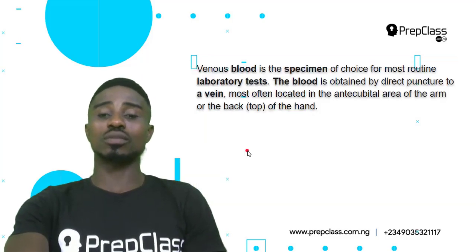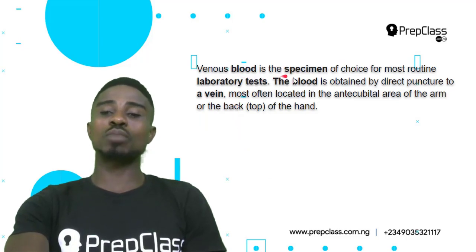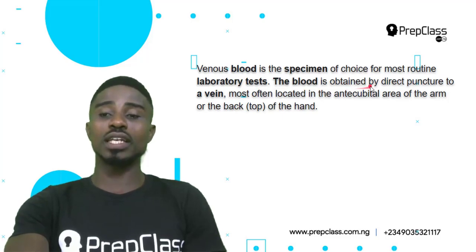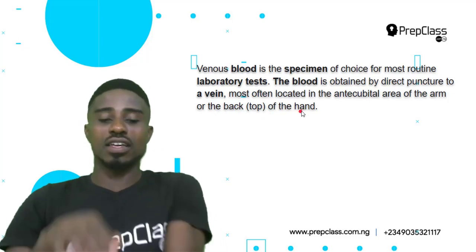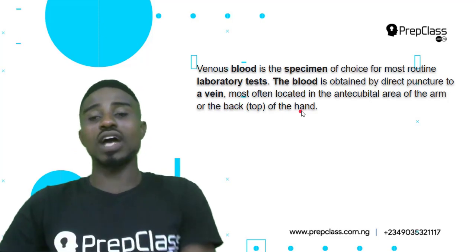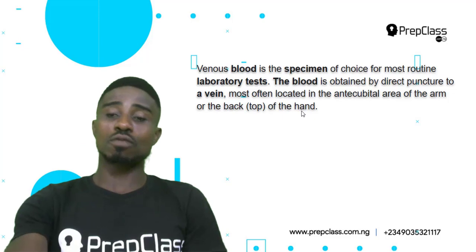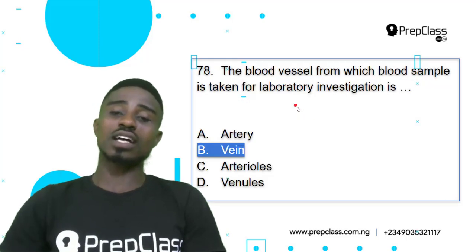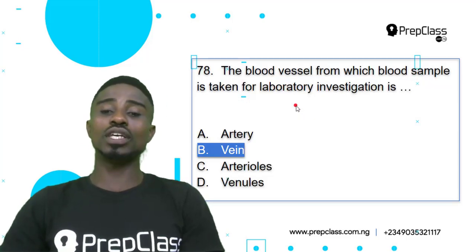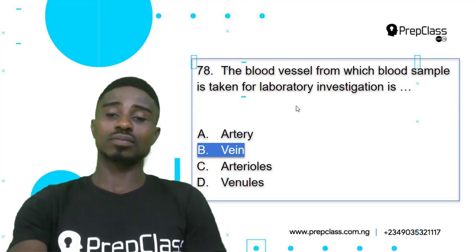Let's look at this explanation. Venous blood is the specimen of choice for most routine laboratory tests. The blood is obtained by direct puncture of a vein, most often located in the antecubital area of the arm or the back of the arm. It's either here or the back of the arm. So it is taken from the arm. So the correct answer to question 78, option B, vein, is our correct answer.